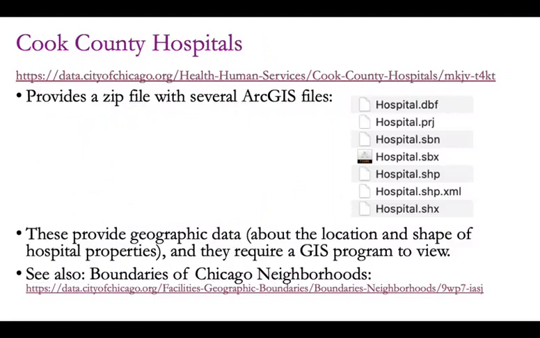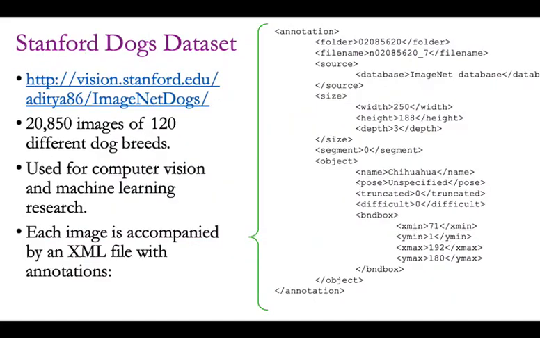So these are just a bunch of CSV files. We saw a couple of geographic databases too. This one's a little bit different and maybe more interesting.